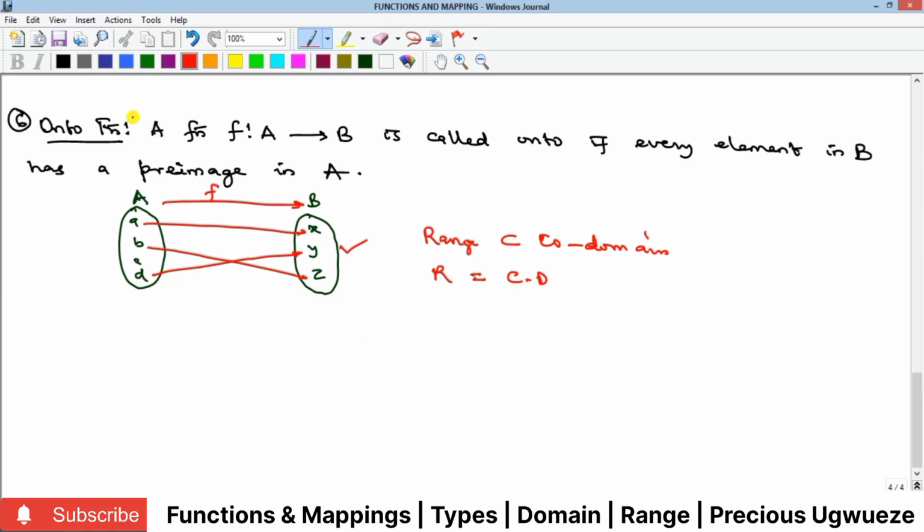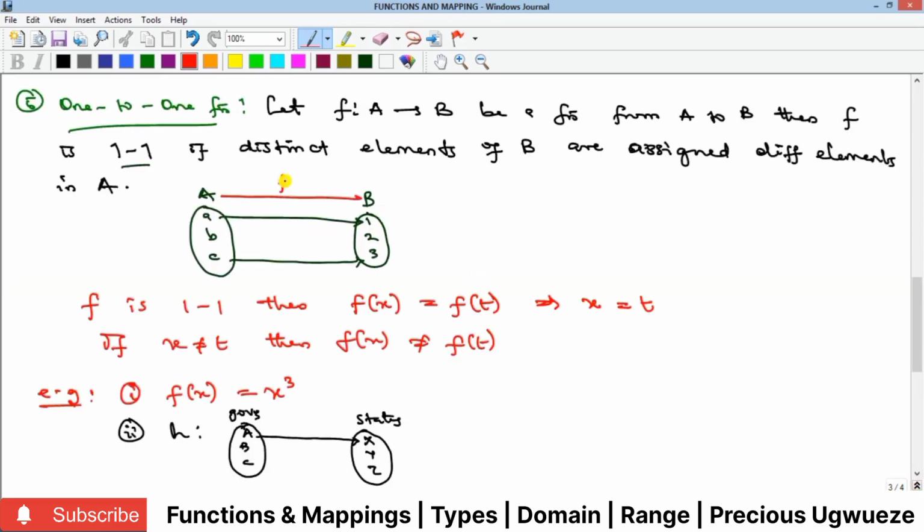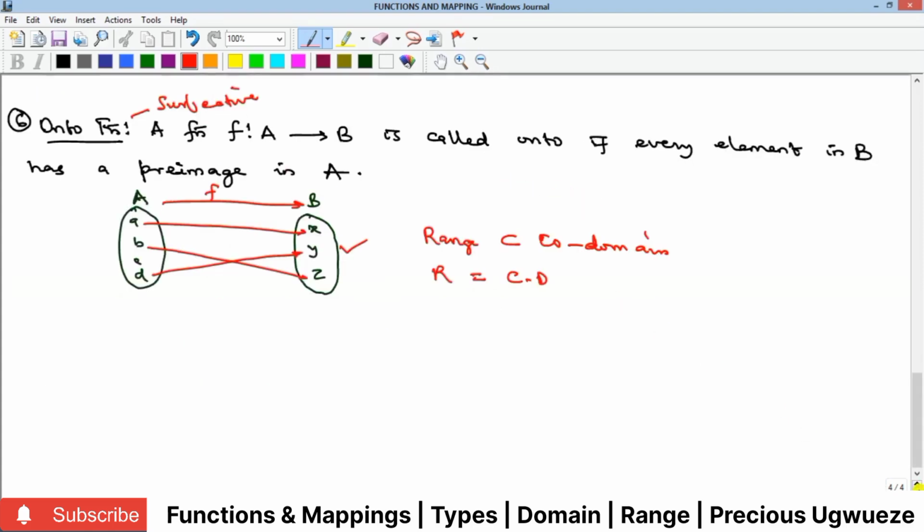And another name for onto function is a surjective function. And that reminds us, another name for one-to-one is injective. You can also call it injective function. Right, so this is what we call an onto mapping. An example is the one I've given with this diagram here, example one. The second one is an example that is not onto.